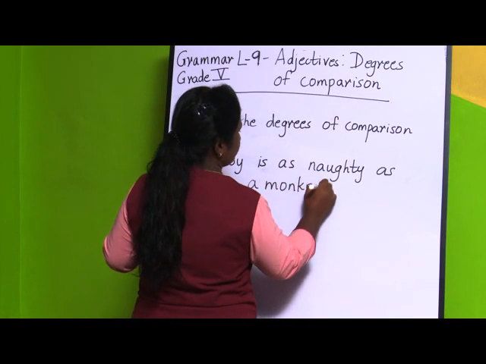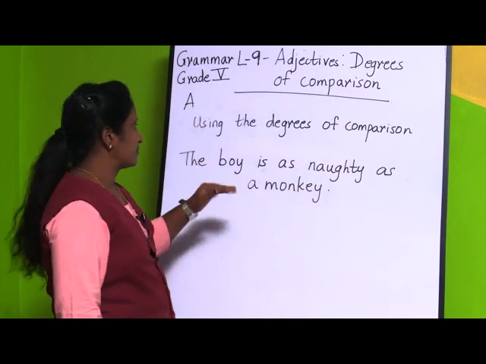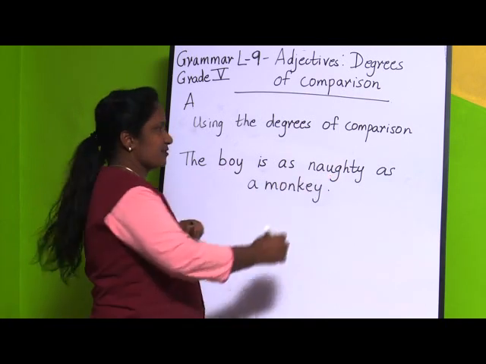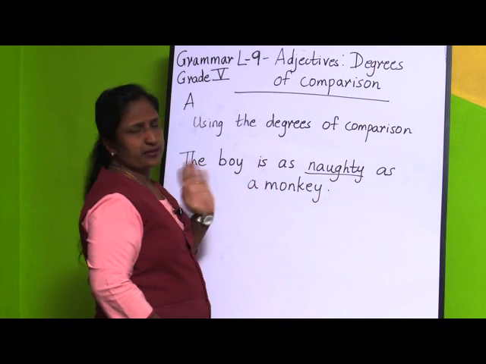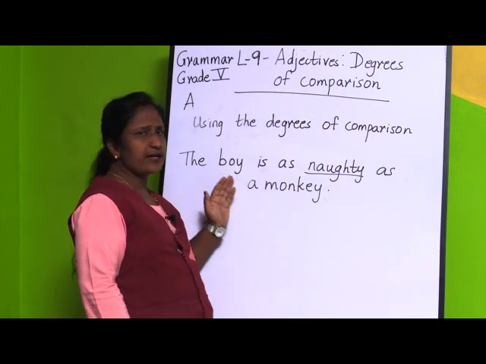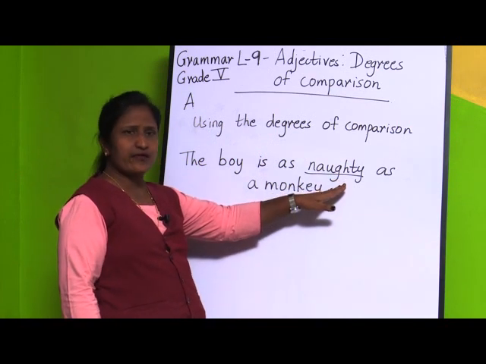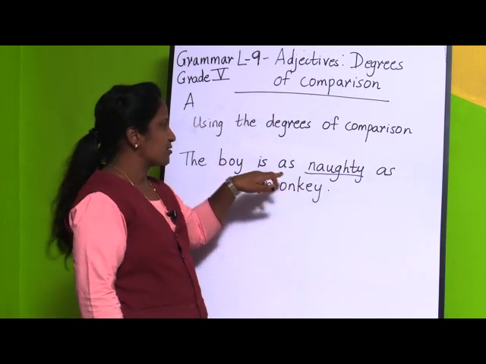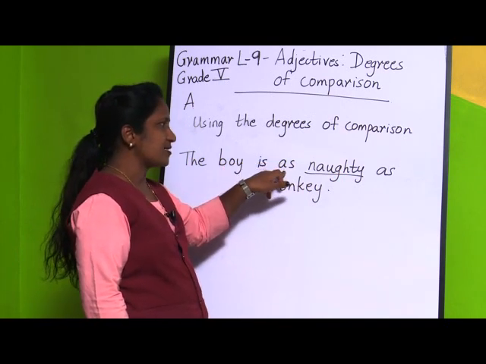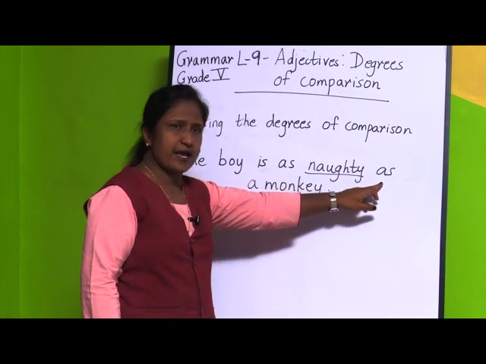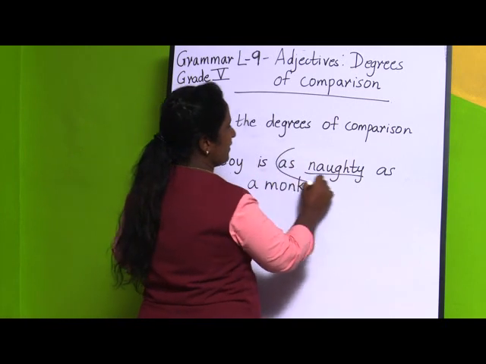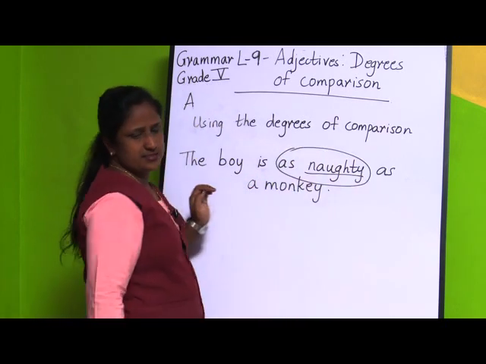So, here one quality is common: both have the same quality of naughtiness. The boy is also naughty and this monkey is also naughty. So, there is equality between these two, one person and one animal, and the quality they both have is the same, that is naughtiness. So, the boy is, as I told you for the positive degree, as naughty, that is an adjective, then again as, and a monkey. Only this part will be changed while writing the sentence.